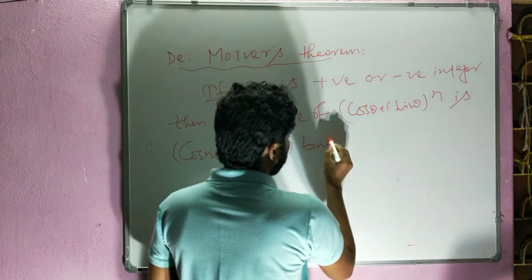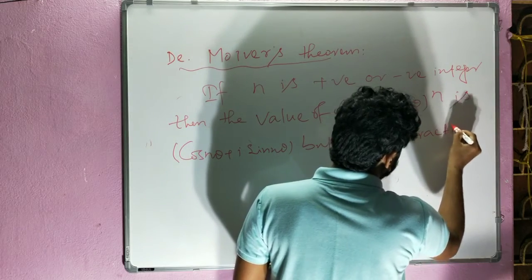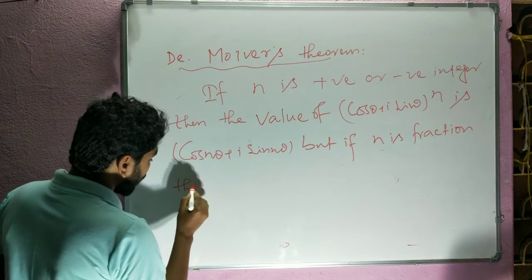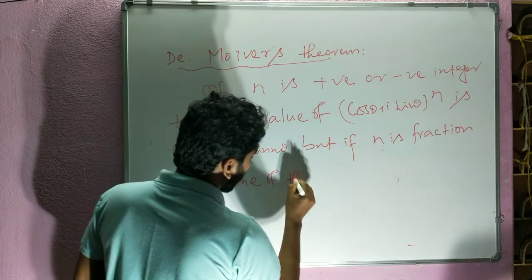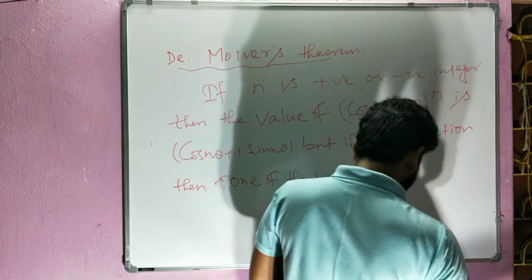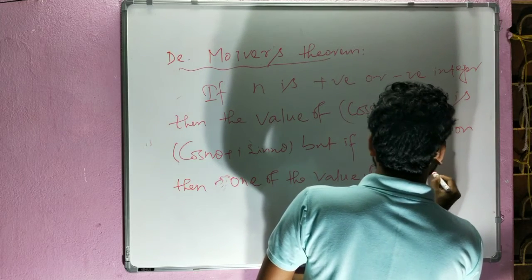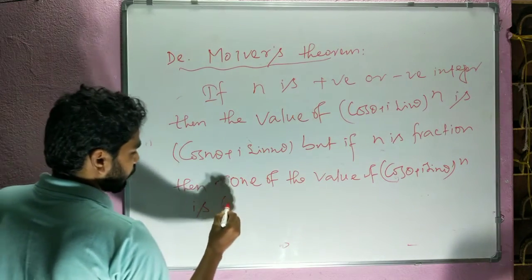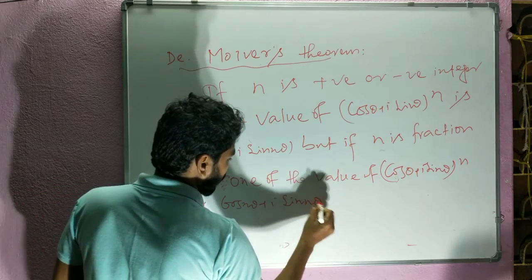But if n is a fraction, positive or negative, then one of the values of (cos theta plus i sin theta) to the power n is cos n theta plus i sin n theta.